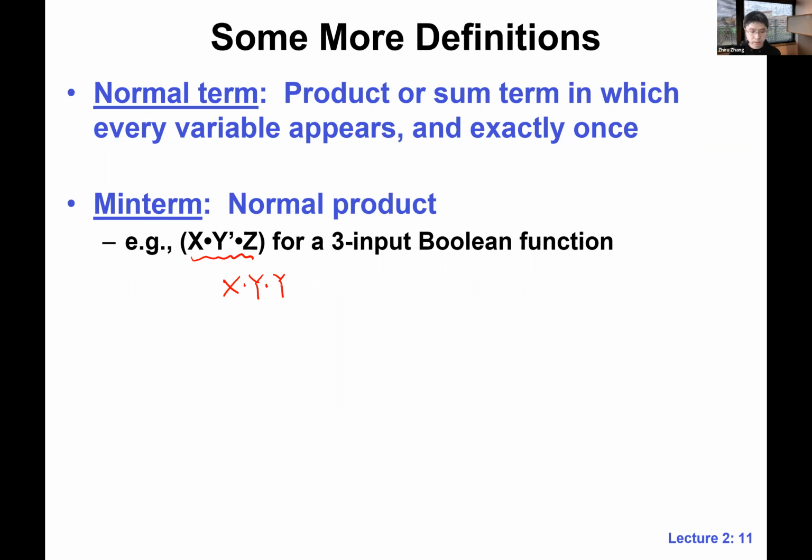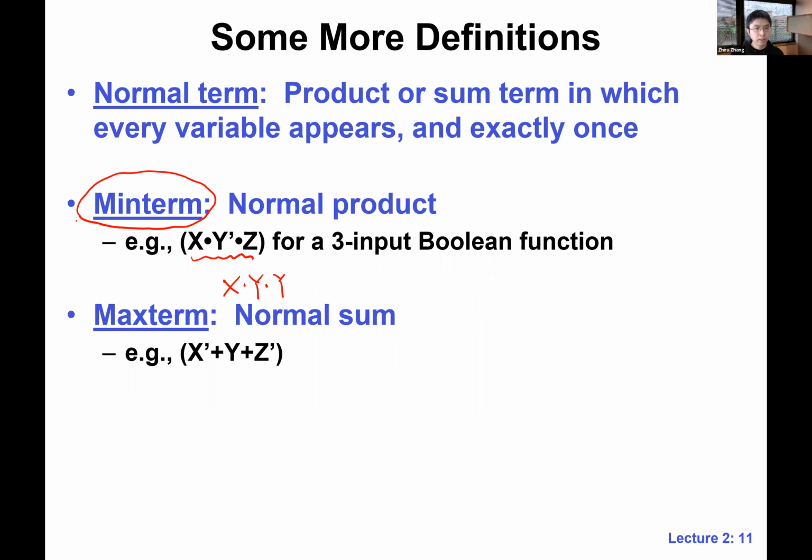So when we have a normal product, we have something called a min term. This is a very important concept. Make sure that you remember. When we have a product term and a normal product, we have a min term. And similarly, we can define a very similar thing for a sum term. If you have a normal sum, where all the variables appear exactly once, and it is a sum term, then we have something called a max term. Min, max. Min means product, max means sum.